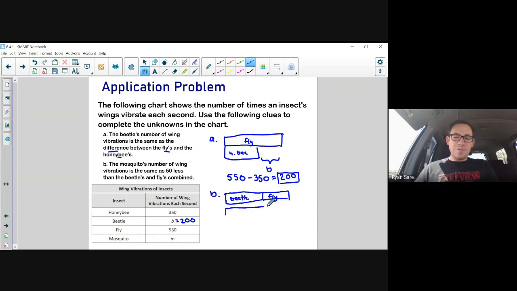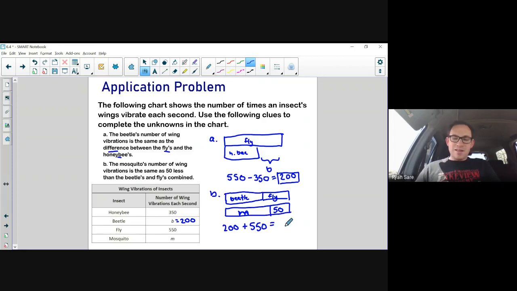So if I take another tape diagram, and I put it up here, and I don't know how much 50 is, I'm just going to put 50 here. This is going to be M, this little diagram right here, this little piece of tape, because it is the same as the beetle and the flies combined minus 50. So let's just go ahead and do the work. We figured out what the beetles was in the last part of the question. It was 200. When I'm combining numbers, I'm going to add them together. The flies was 550.